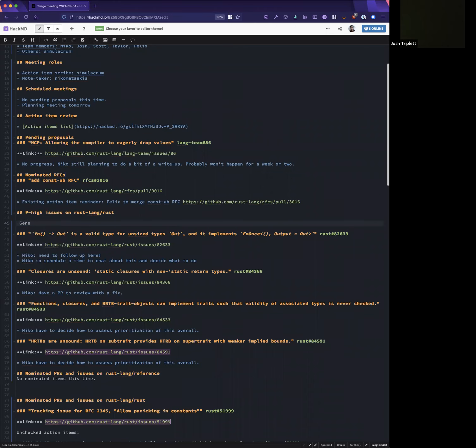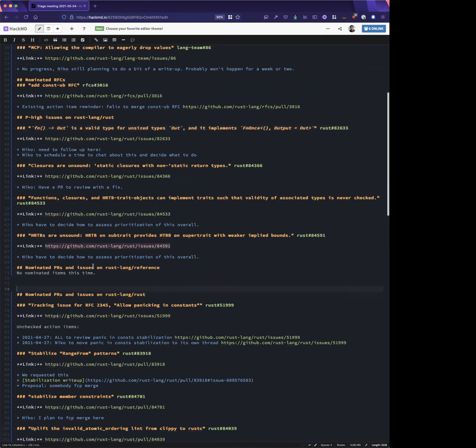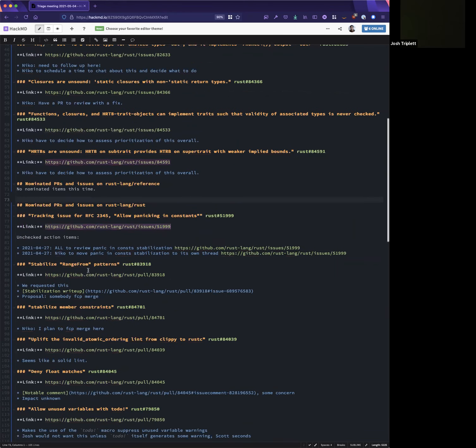Okay. So we have a tracking issue for allow panicking in constants. This is Rust 51999. There's some unchecked action items. Don't know if people did them or not. There is some review to be done. Oh, do we need to start looking for the word "all" in addition to our own names? Okay. Yeah, I wasn't sure. I'm happy for feedback on that point. But the alternative is creating like five action items, and I don't know which is better.